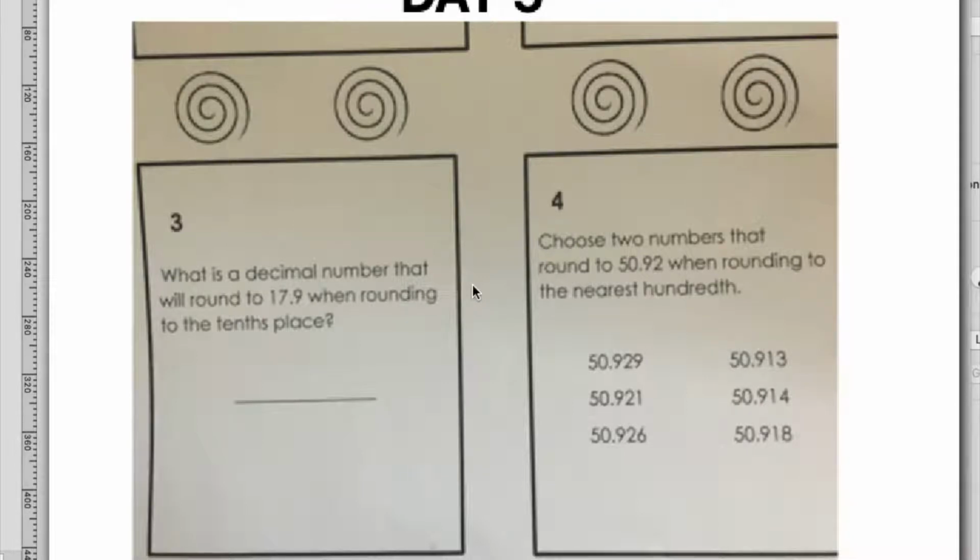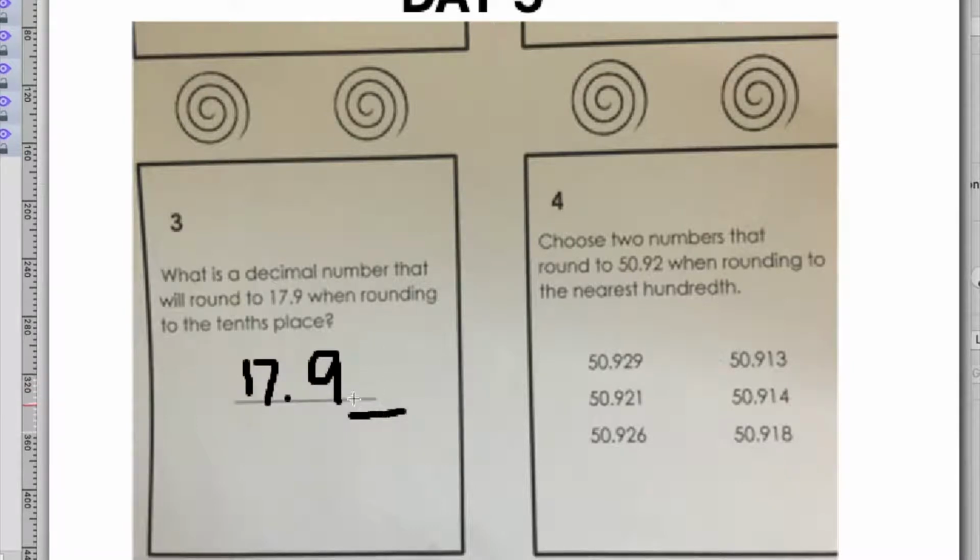Day 5, question 3. What is the decimal number that will round to 17.9 when rounding to the 10th place? So you get to get a little creative here. If I am trying to round a number that would end up being 17.9, I need to decide what's going to be right here.